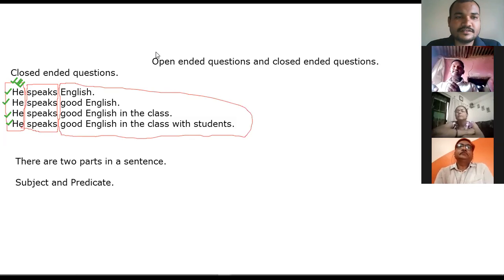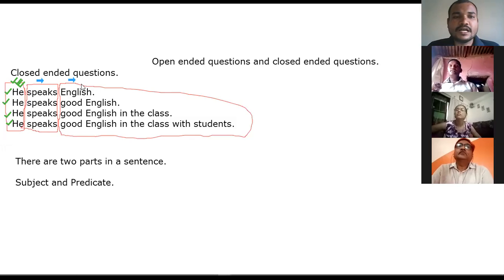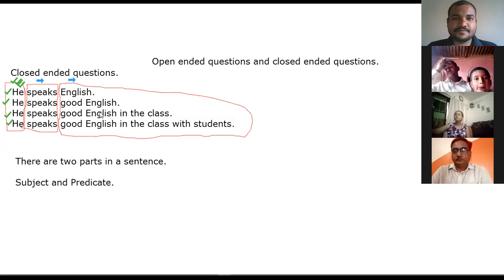In the sentence, he is the subject. Right. So what is the predicate then? The rest of the sentence. Speaks English is the predicate. So simply we can say the predicate is verb plus rest of the sentence.